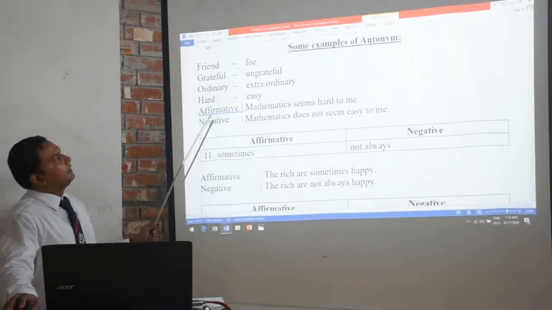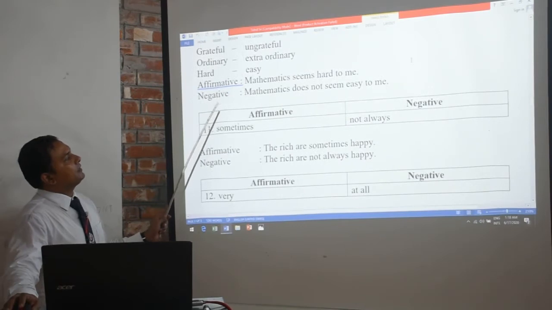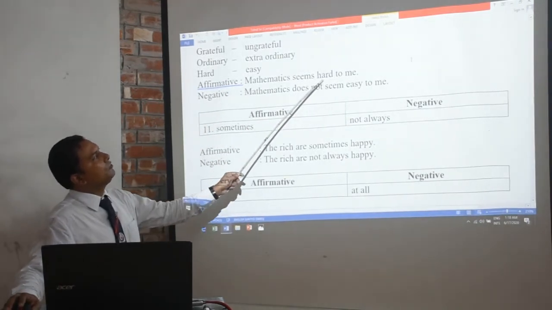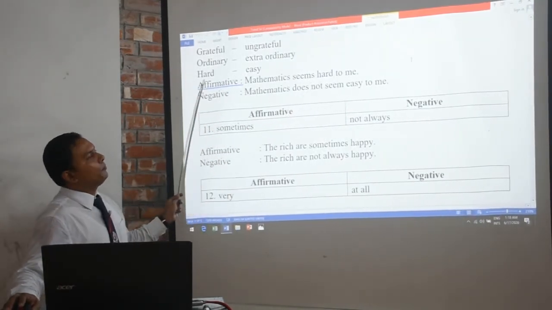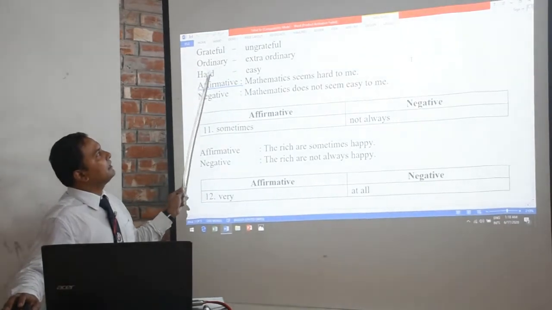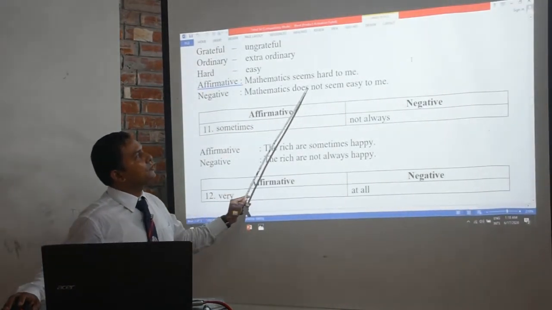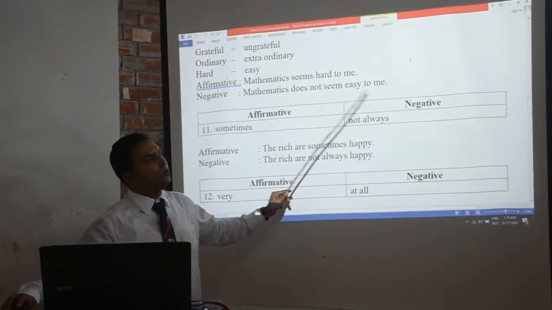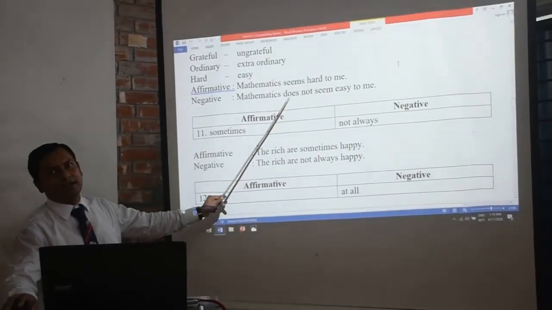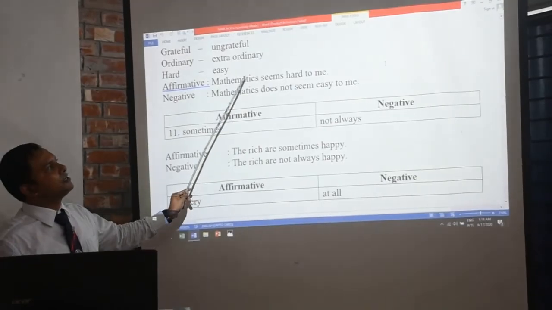See an example. Mathematics seems hard to me. So what is the opposite or antonym of hard? Easy. So the answer will be, mathematics does not seem easy to me. Why do we use does here? Because there is no auxiliary verb.